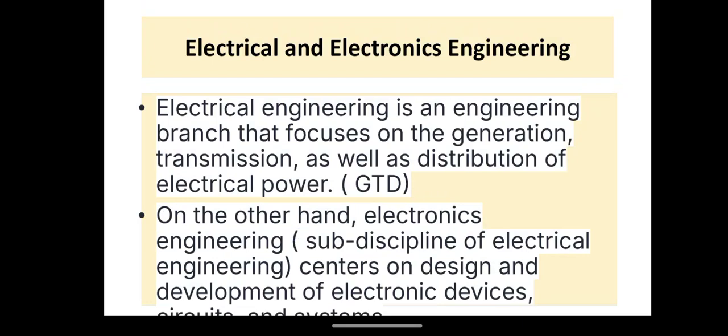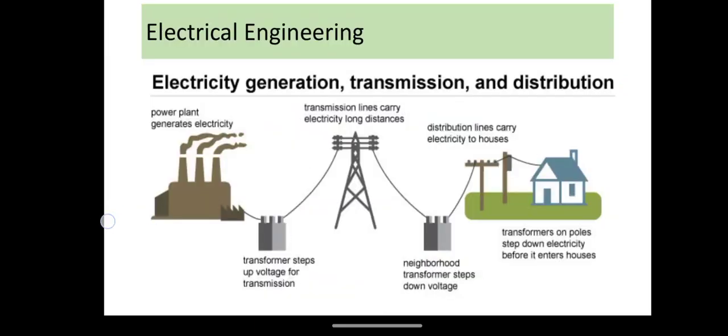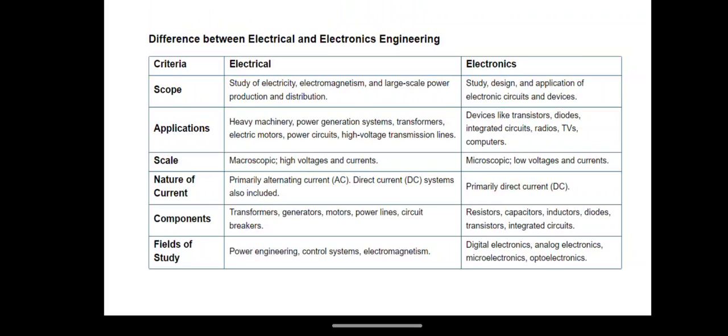So what is electronics engineering? We can say in one sense that it is a sub-discipline of electrical engineering. It basically centers on the design and development of electronic devices, small circuits, and the applications. Here I have given a small table to list out the minute differences or major differences between electrical and electronics engineering. This will give us a better understanding of the electrical and electronics parts.